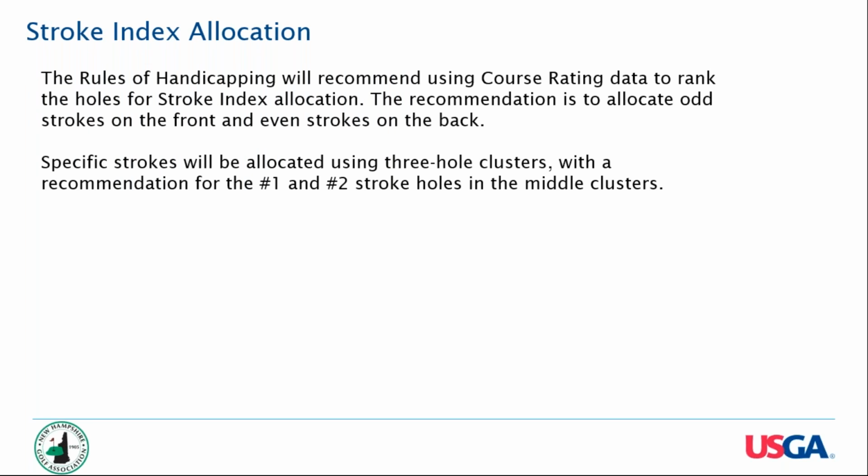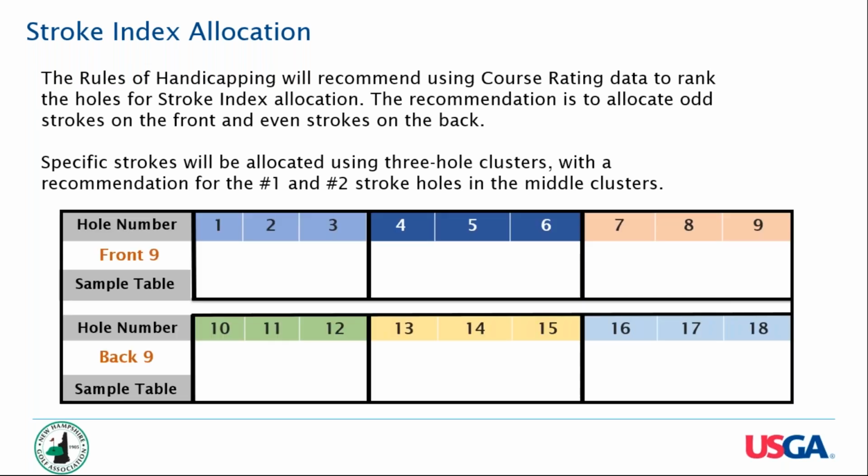So stroke index allocation. Prior to the World Handicap System, there were two recommended methods to determine stroke index allocation, which basically required collecting a lot of scorecards. And it could be very difficult to follow those methods. Under the World Handicap System, and again, this is just a recommendation, the recommendation is to use course rating data to rank the holes for stroke index allocation. And the course rating program that we use will give us a recommendation. By using course rating data, it's taking the subjectivity out of it a little bit.